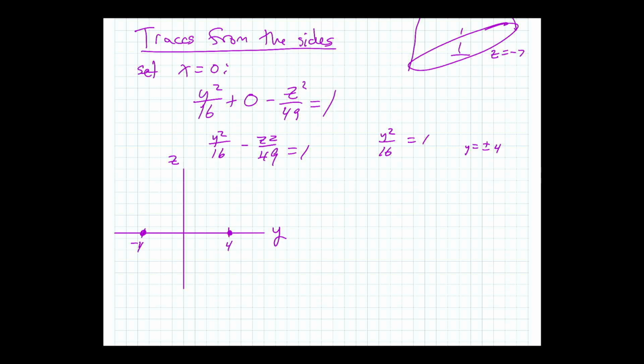Now, if you try to do it the other way, if you tried to set y equal to 0, you would get 0 minus z squared over 49 equals 1. But this equation here has no solutions, right? So that tells you that actually along the z-axis, it doesn't intersect. So if you set one of them equal to 0, you get something you can solve. If you set the other variable equal to 0, like this, you get something that you can't solve. So that's the axis it doesn't go through. So once you know that, you kind of know that the hyperboloid goes like that.